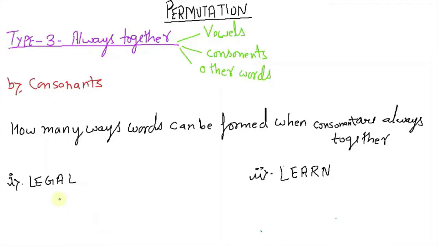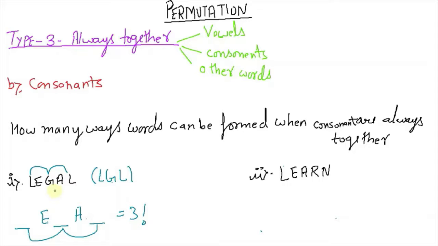Now let's come to another type of always together, that is consonants. The question is how many ways words can be formed when consonants are always together. The first word is legal. The number of consonants in this word is 3. Write them separately. Now write the remaining letters. The number of spaces where we can put these letters is at the starting, in between E and A, and at the end. So there are three spaces, which means 3 factorial ways.